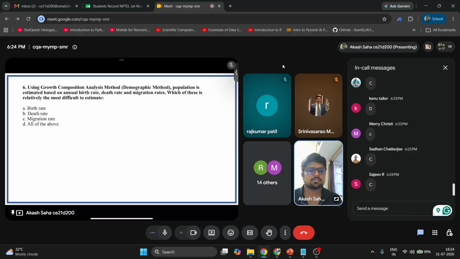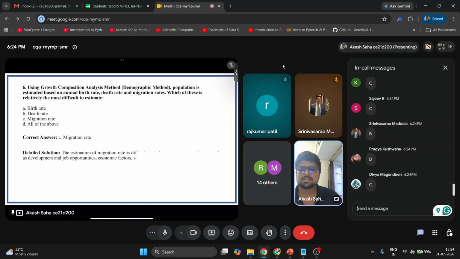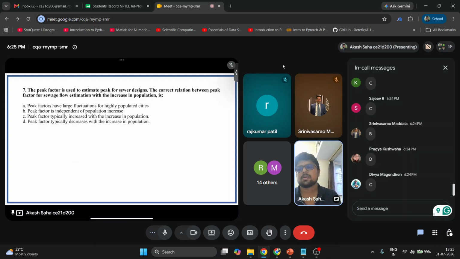I think it's a very logical and general knowledge based answer, so there is no point in discussing it much. It will definitely be the migration rate, because estimating how much migration will occur is very difficult, depending on the development, the job opportunities, and the economic or social factors. Okay, so migration rate.